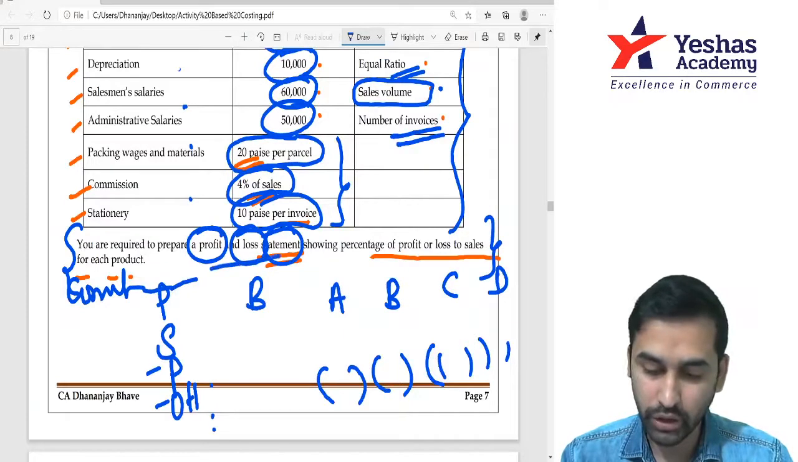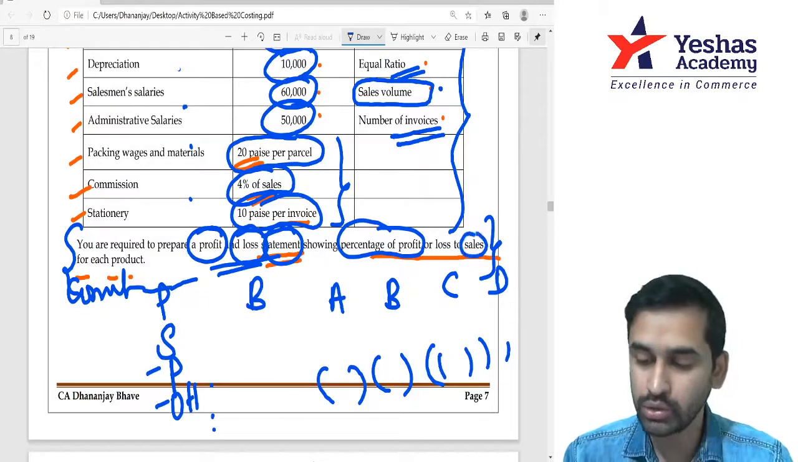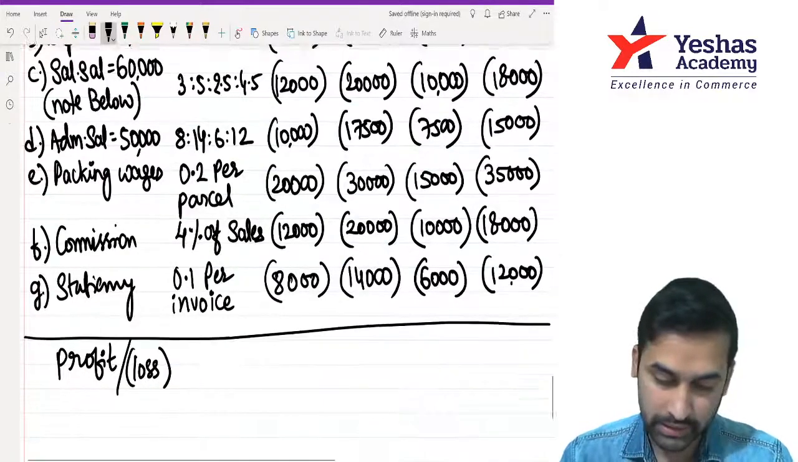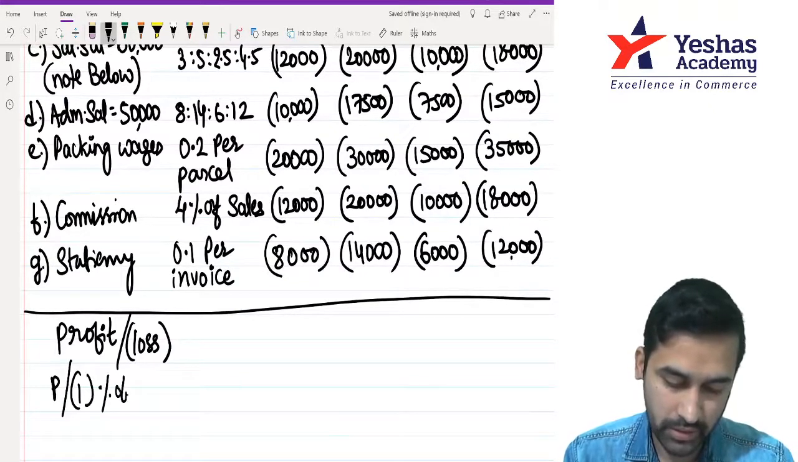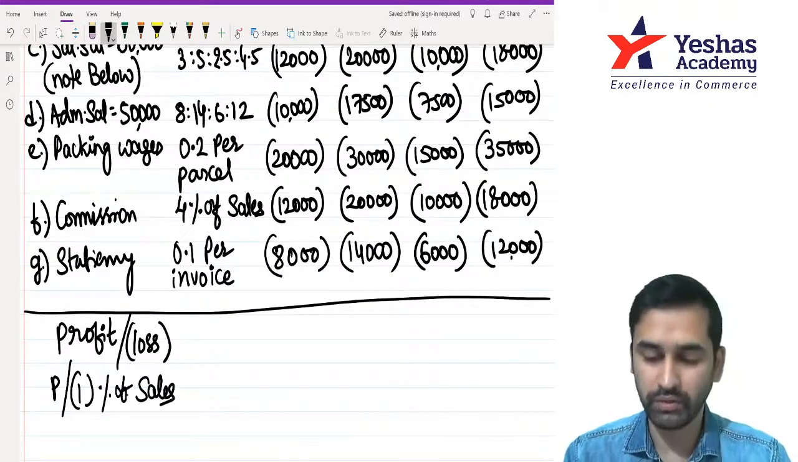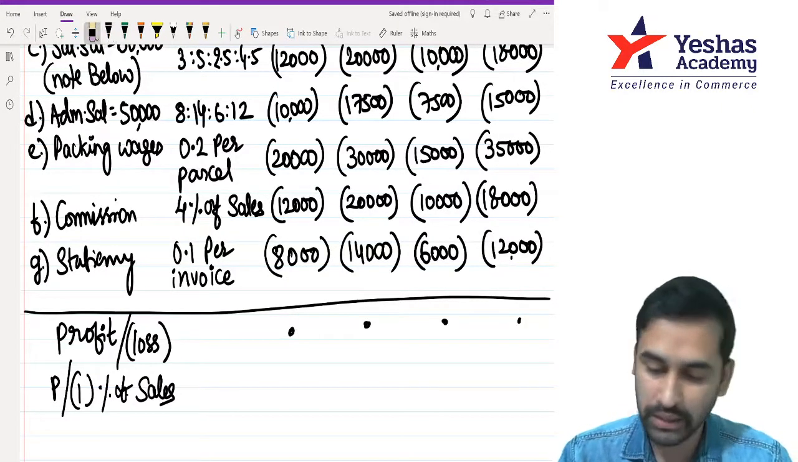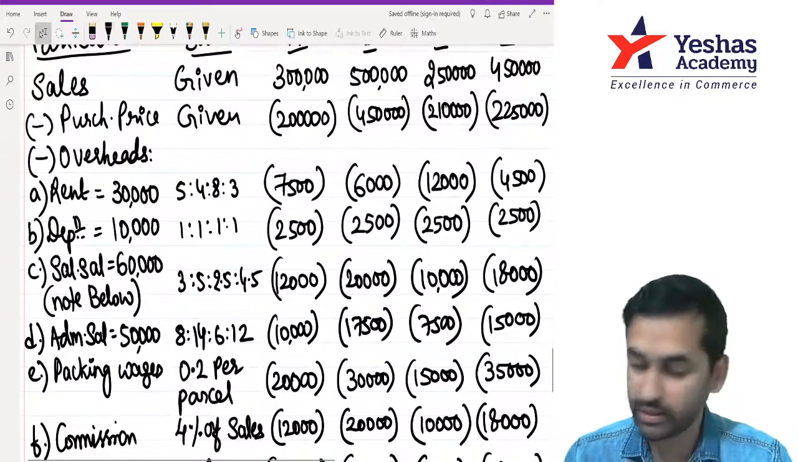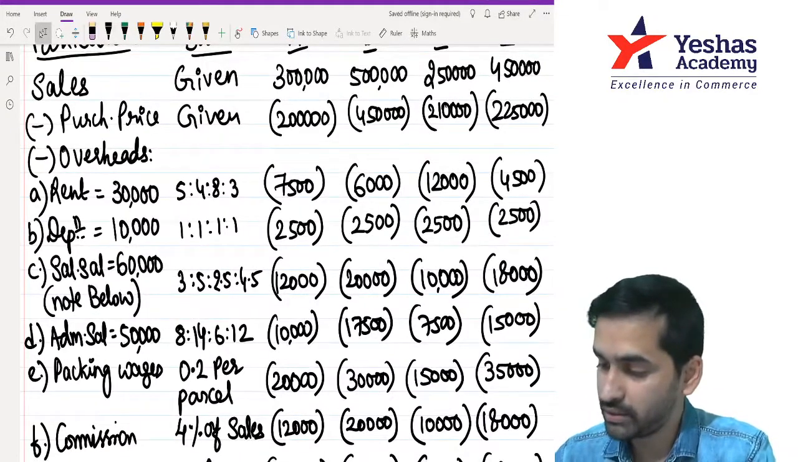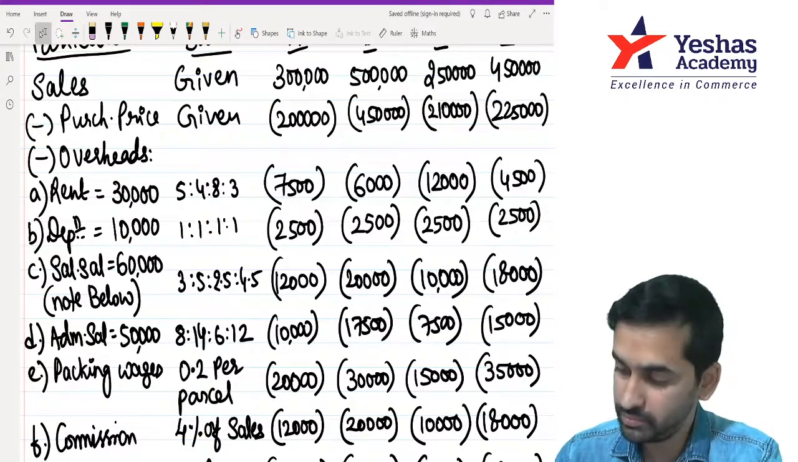They said profit or loss statement showing percentage of profit also, so they want even percentage to sales, correct? So next line, profit or loss percentage of sales. So whatever profit number you get here, divide that by sales into 100, you get the answer in percentage as well. Right, let me do it in calculator. You also do it. 3 lakh minus 2 lakh minus 7,500 and so on.